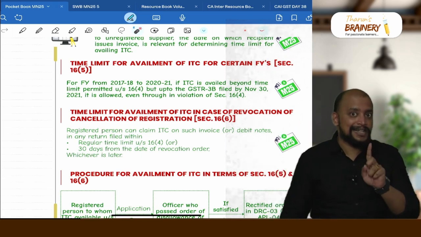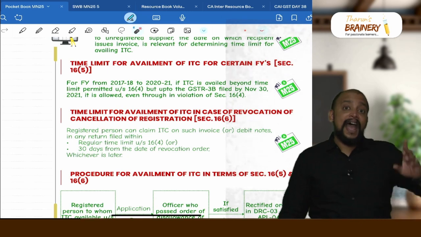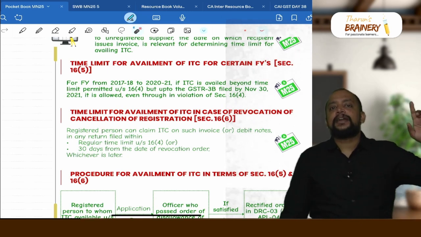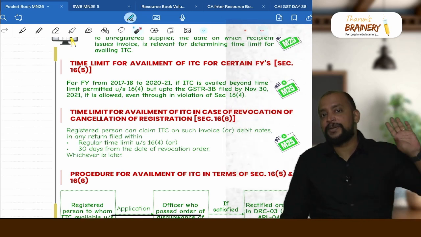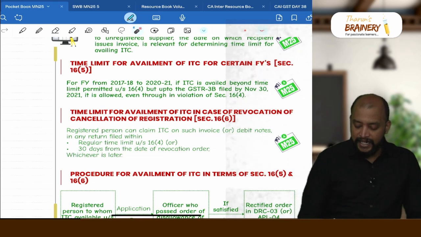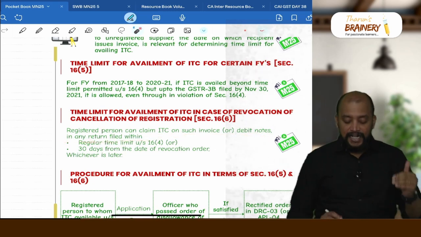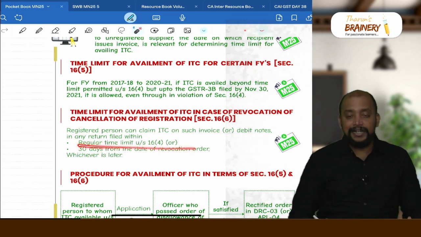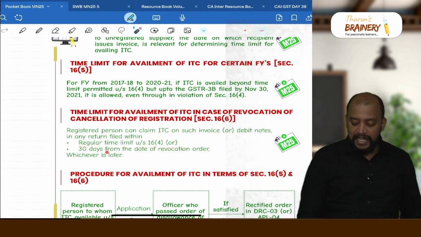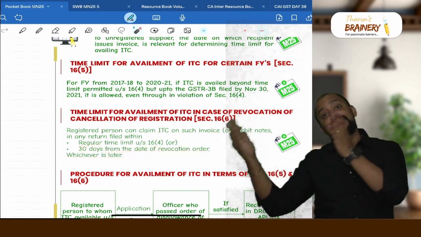In that we can take the ITC, but only one condition is that as on the date of cancellation, the time limit for availment of ITC should not have been expired. So a registered person can claim ITC on such invoice or debit notes in any return filed within the regular time limit under section 16(4) or 30 days from the date of revocation order, whichever is later.